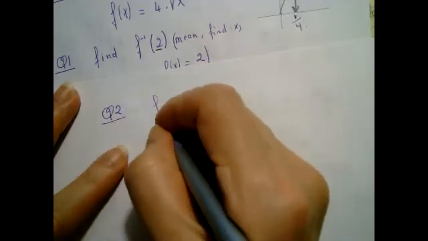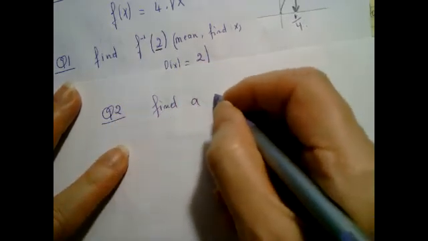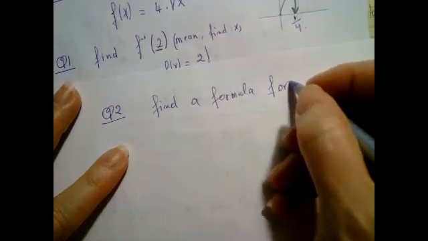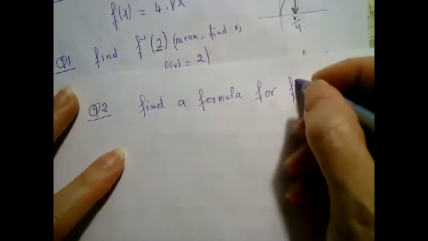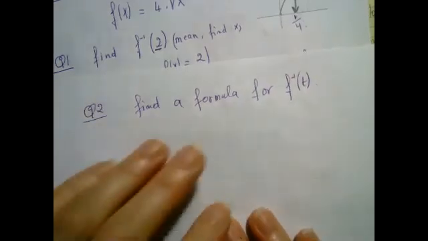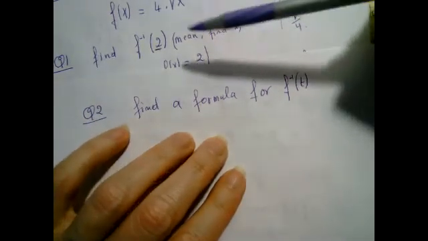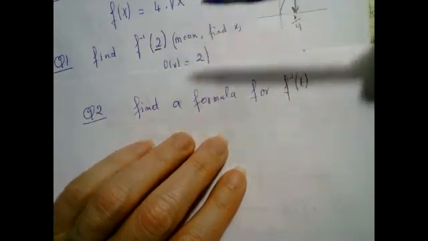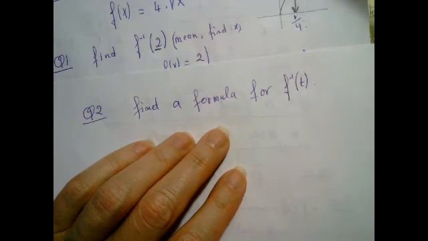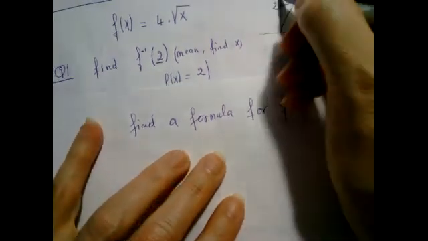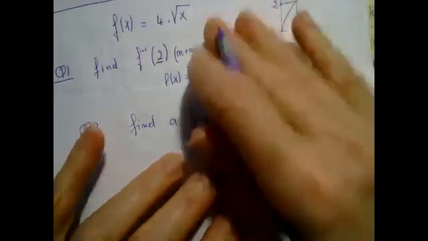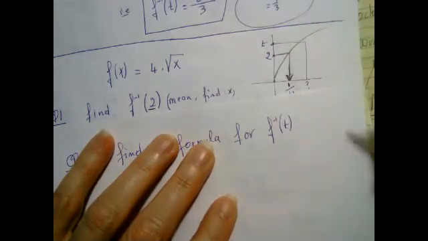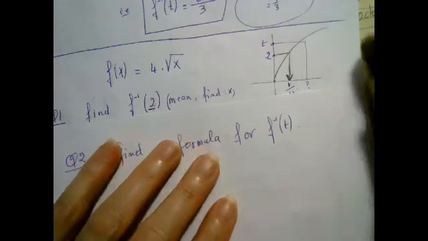Question number 2: find a formula for f inverse of t. So what do they mean here? The idea is that instead of doing it for every value, instead of asking you f inverse of 2, f inverse of 3, and so on and so forth, I want the formula. It means I want a rule so that if I know what the output is, I'm going to call it t, the formula tells me what your input is in terms of this output. Okay, so that's really what the question is.